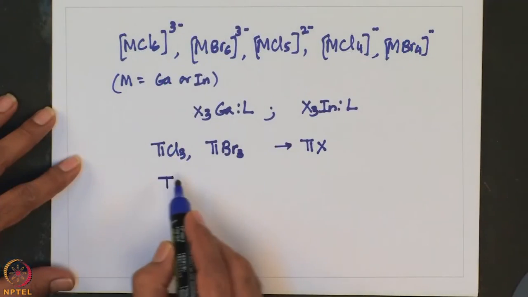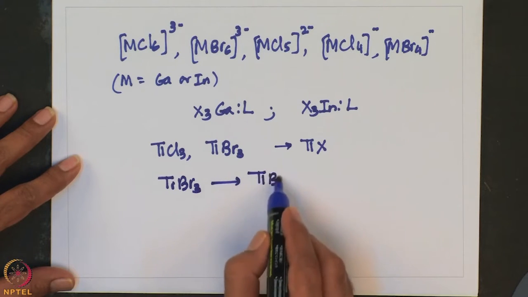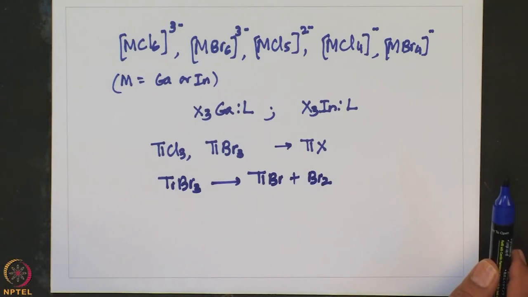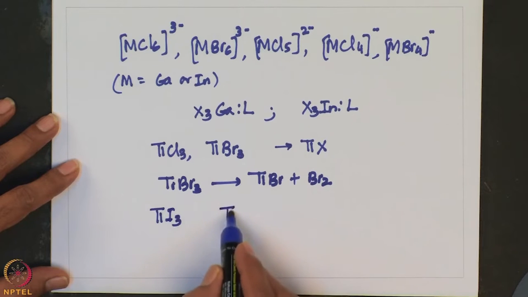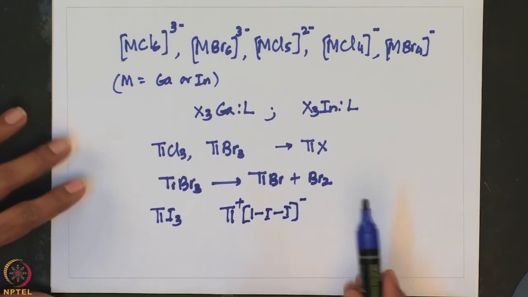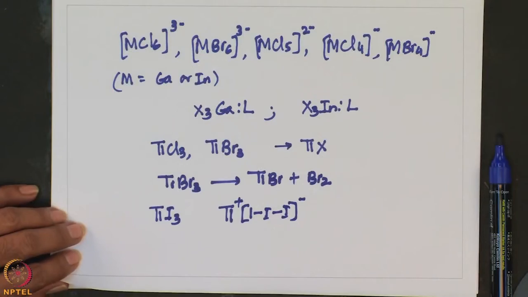Here one can anticipate this kind of reaction. The compound thallium triiodide is isomorphous with alkali metal triiodides. And it is really a thallium(I) triiodide. So, sometimes people get confused with this formulation, thinking that thallium is in the plus 3 state. It is not so. Thallium is still in the plus 1 state, and the I3 here represents I3 minus, so that one can conveniently write this as Tl+ and I3 minus. This is the correct representation of thallium triiodide.